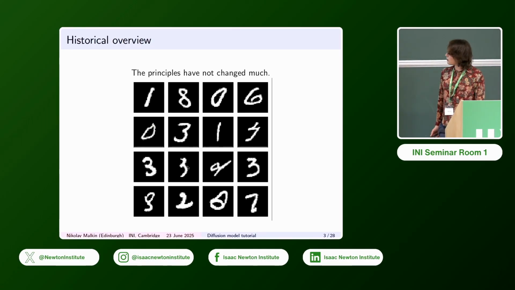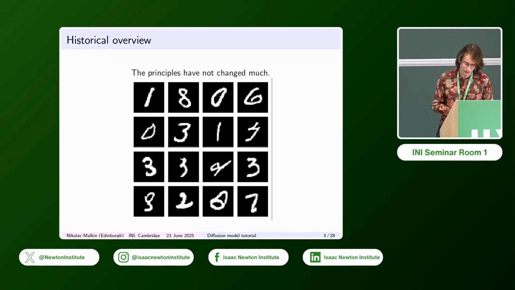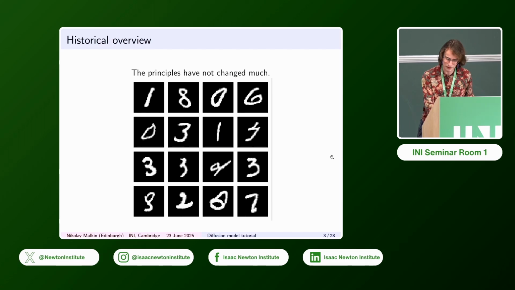So perhaps the first... Okay. No. The ability to advance slides would be very helpful now. I apologize, the arrow key doesn't work, clicker doesn't work.